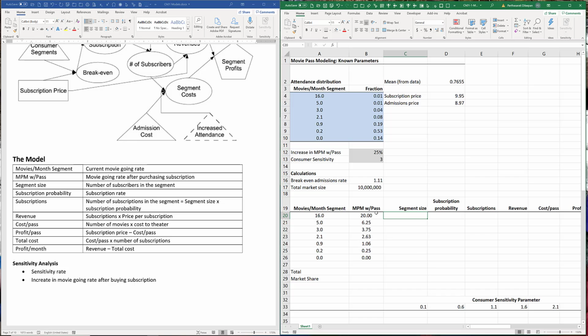Now, segment size: how many people in each segment? The total market size is 10 million. Take that, absolute reference that, multiplied by the fraction. That will give us the segment size of each segment. Next is the probability that a customer will subscribe in each of these segments. We will set that up in the next video.